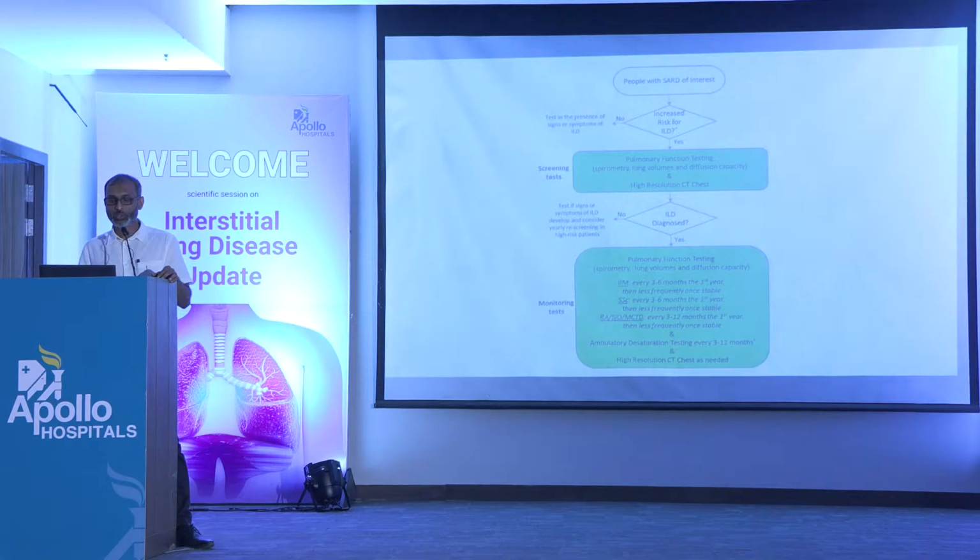Now, coming to the approach, people with systemic autoimmune rheumatic disease who are at increased risk of interstitial lung disease should be screened with pulmonary function test and high resolution CT. If the suspicion is high, PFT may not suffice because in early disease PFT can be normal. So HRCT is the best investigation to rule out interstitial lung disease in CTD. If ILD is not diagnosed and there is a high index of suspicion, this patient should be followed up appropriately. And if ILD is diagnosed, then serial monitoring is advisable.